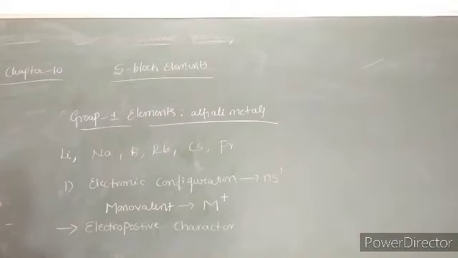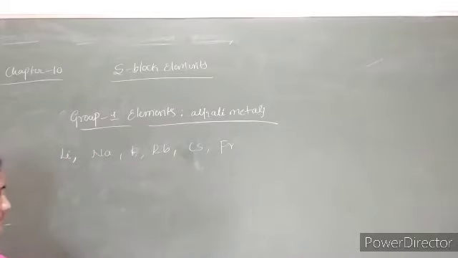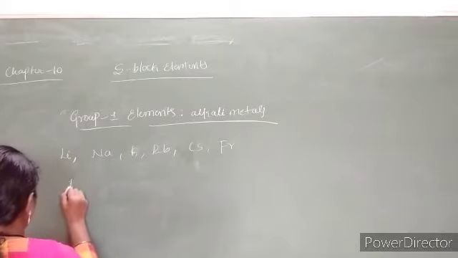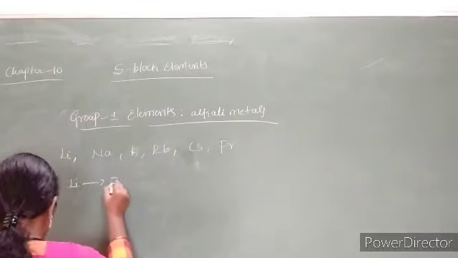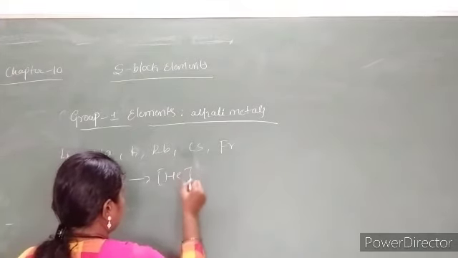And if you see the electronic configuration of each element, lithium has atomic number 3, so we can write it as lithium 1s2 2s1.